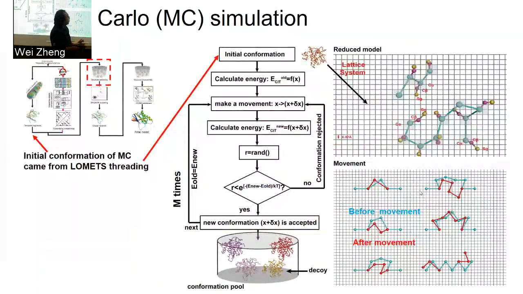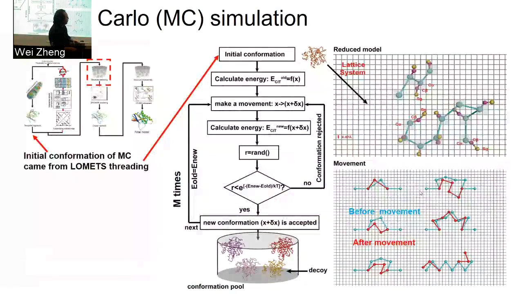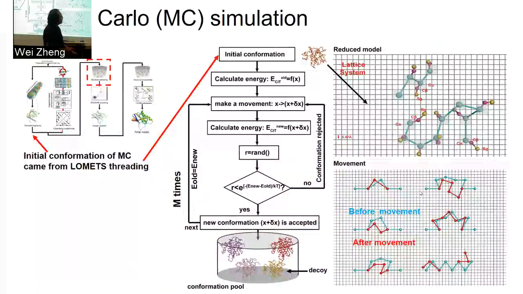Then we use the Metropolis policy rule to decide whether we accept or reject this new conformation. The Metropolis policy rule is shown here, which requires calculating the energy in CI-TASSER, which I will show in the next slide. After M cycles of this simulation, we collect the accepted conformations, or decoys, into a conformation pool. Then all these conformations will be used for generating the final model.